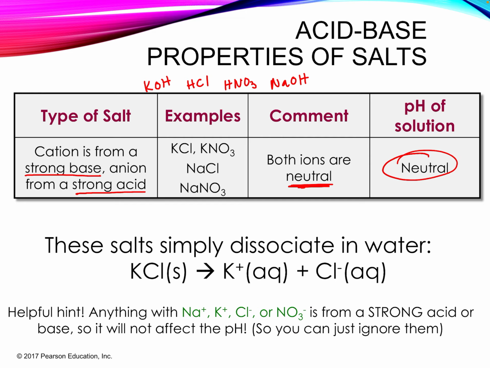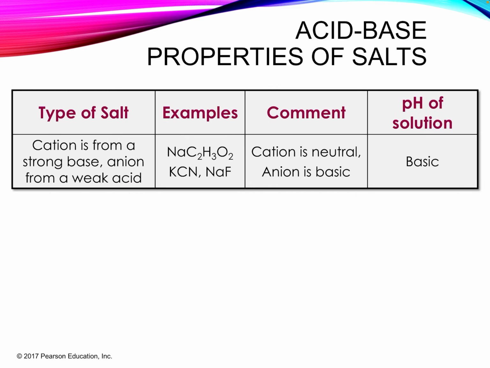Just as a pro tip, anything that's got sodium, potassium, chloride, or nitrate, because you'll see those a lot, anything with any one of those 4 ions is not going to affect the pH because it came from a strong acid or a strong base. So if you see any one of those 4 ions, you can just ignore them. You don't need to figure out whether or not they change the pH.